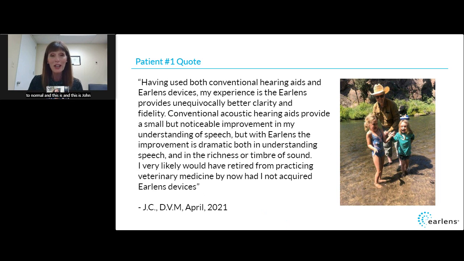And this is John. He was considering retirement prior to getting fitted with his Earlens. He tried conventional hearing aids and just really struggled with clarity and fidelity. And here he is now pictured with his granddaughters out in a stream, and he has described his improvement as dramatic for both understanding speech and enjoying sound overall. And he is still a veterinarian, which is a wonderful comment on how much a difference they made for him over traditional hearing aids.